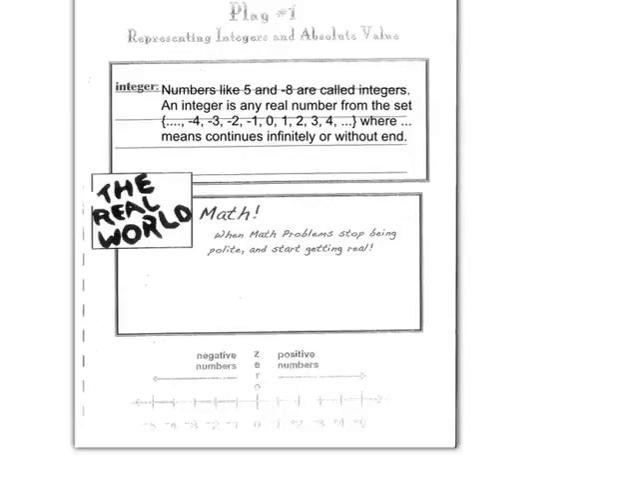You'll hear me refer to integers quite often. Integers are numbers like 5 and -8. Those are called integers. An integer is any real number from this set, ..., -4, -3, -2, -1, 0, 1, 2, 3, 4, ..., where the ... means continues infinitely or without end.